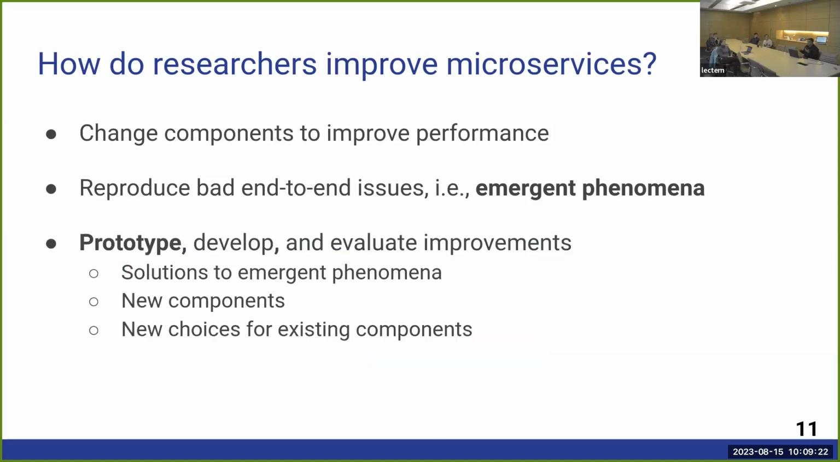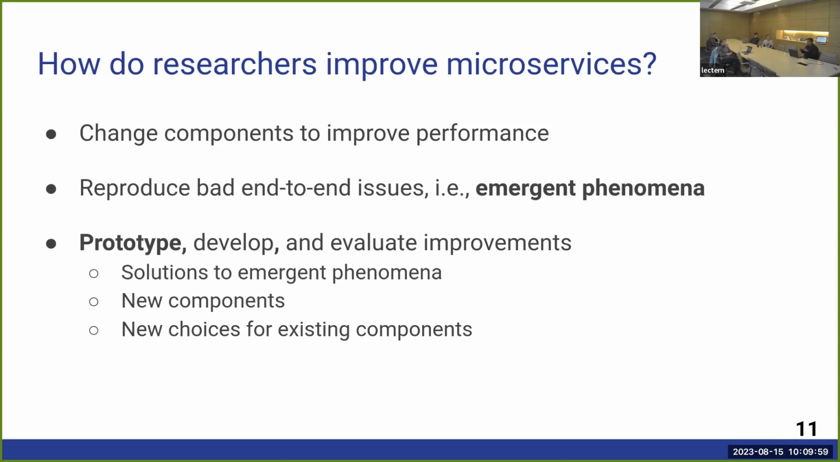And finally, prototype, develop, and evaluate improvements. This could be solutions to emergent phenomena, new components to develop, or new choices for existing components. For example, a new choice could simply be a new type of cache that is designed to handle large-scale workloads. Or a new tracing framework that does something a bit more efficiently so that you can get access to the error cases very easily and you don't have to sift through a large volume of trace data or error data.